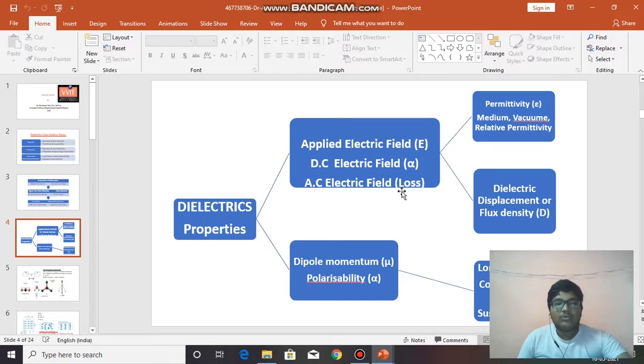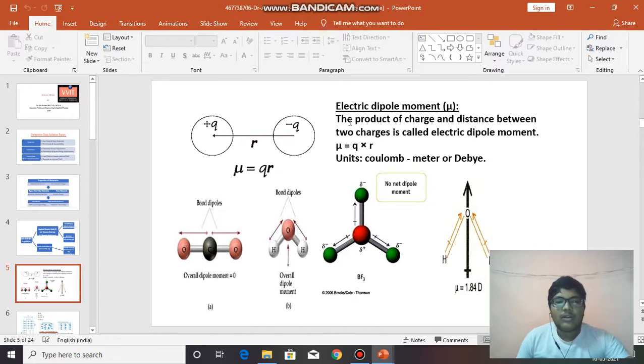First of all, we should know the properties. The properties of dielectric materials are dipole moment, polarizability, applied electric field, DC electric field, and AC electric field. In these conditions, how do the dielectric properties behave? First, the electric dipole moment. The product of charge and the distance between two charges is called the electric dipole moment. Here it is represented by mu. As we see, the charge is q and the distance between the two charges is r. So mu equals q into r. This is the formula for the electric dipole moment. The unit is coulomb meter or debye.